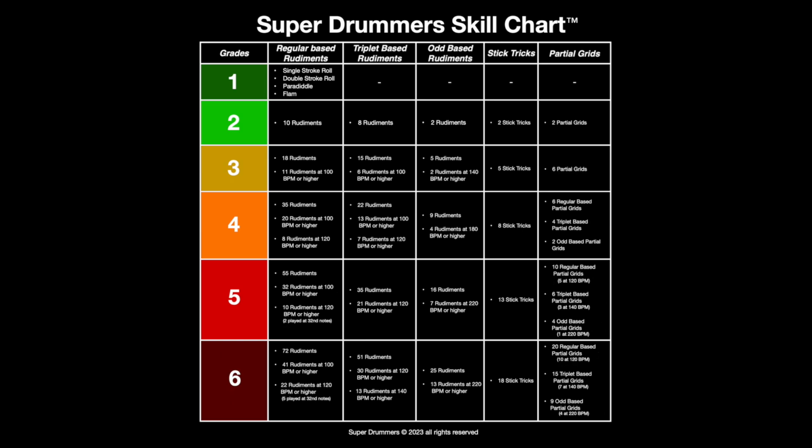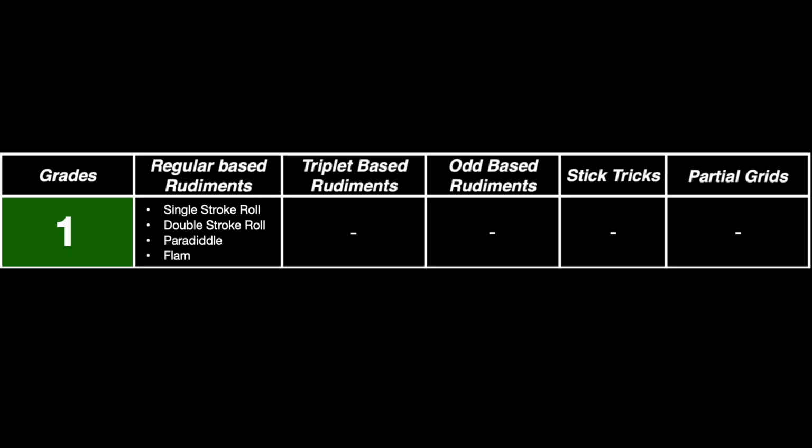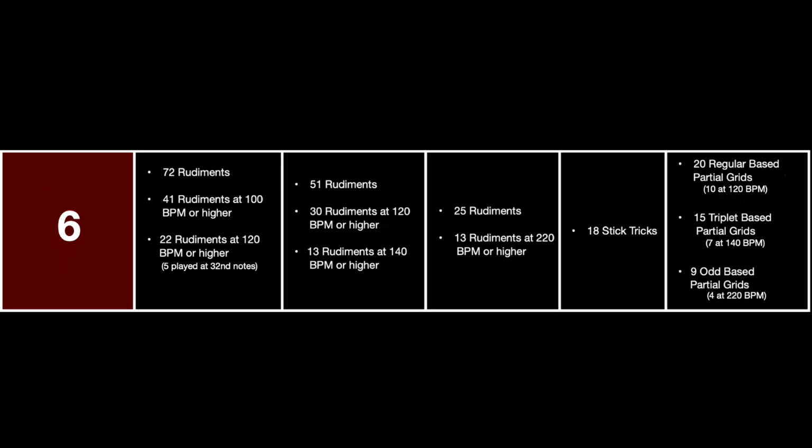How many rudiments do you know? How many exercises do you know? Partial grids, for example. How many stick tricks you know? And based on all of that knowledge, you'll see on your left that you got 6 different grades. First grade being the lowest grade, like this is your first time ever picking up a pair of drumsticks and playing the drums. And then when you go all the way down to grade 6, that's like the highest level of skills that you can get.